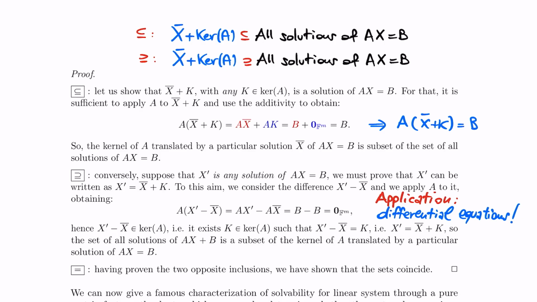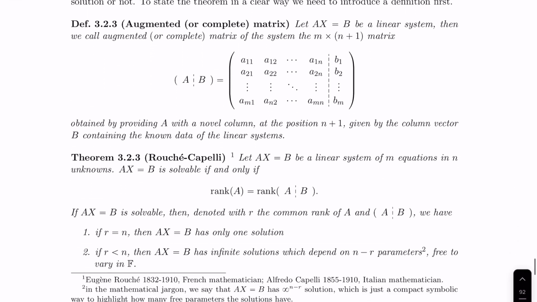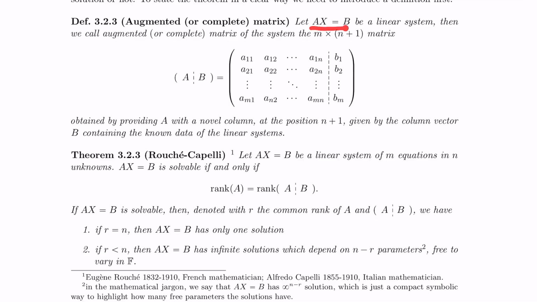Now we pass to the characterization of solvability of a linear system and to the determination of the uniqueness or not of its solution. In order to do that, we need to introduce a novel matrix. Given the linear system Ax equals b, we call the augmented or complete matrix of the system the m times n plus 1 matrix written here. Notice that the augmented matrix is simply obtained by providing A with a novel column at the position n plus 1, which is given by the column vector b containing the known data of the original linear system.